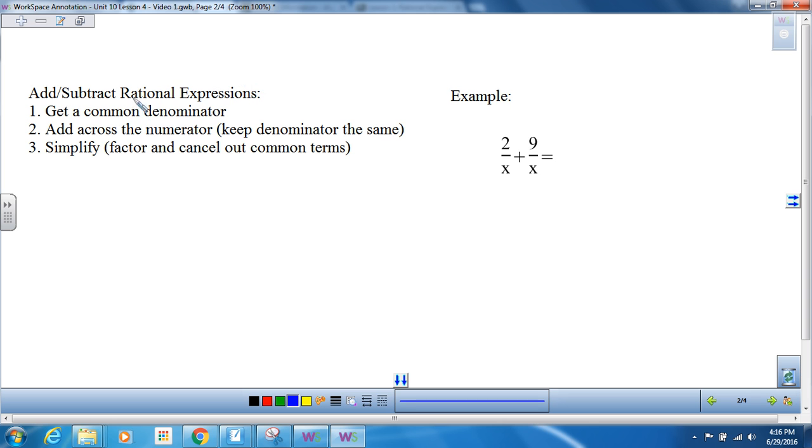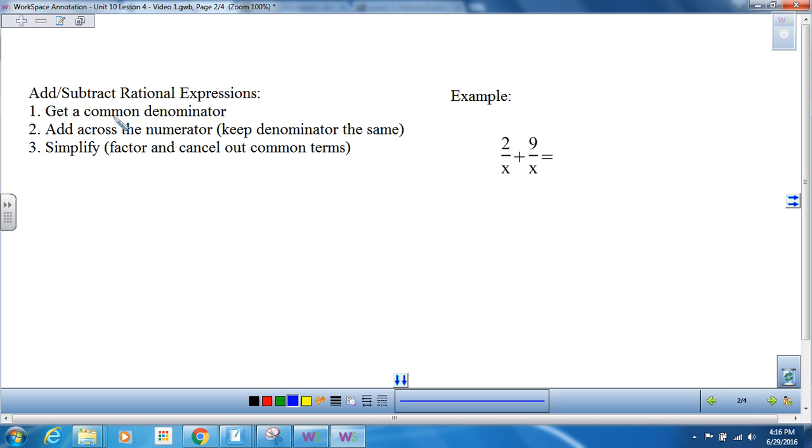So first of all, just in general, to add and subtract rational expressions, you first have to get a common denominator. Once you do that, you can add or subtract across the numerator. The denominator stays the same. And then simplify. So at the end, if you can factor and cancel out anything, we'll do that.